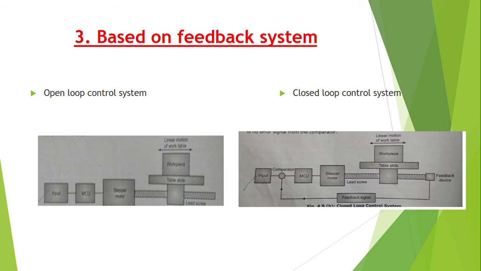The next one is based on the feedback system. The first one is the open loop control system, the second one is the closed loop control system. The open loop system consists of an input device which loads the program in the machine. The program is decoded into machine understandable format and the required signals are sent to the control unit, that is the MCU. The MCU sends a series of electrical pulses to the drive unit, that is the stepper motor. This results in the motion of the slides through the desired distance.